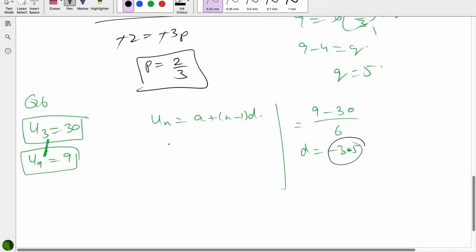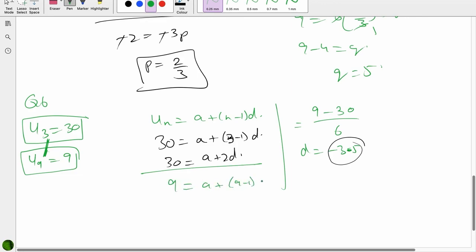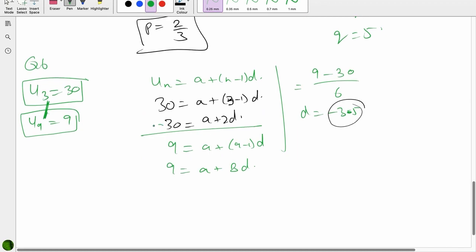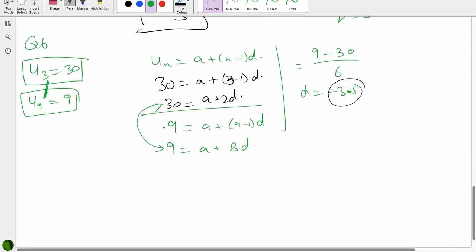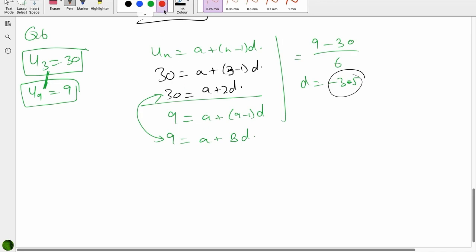So when I'm using 3, it is 30. 30 is equal to a plus (n minus 1)d. Sorry, that is 3 minus 1 and d. So 30 is equal to a plus 2d. On the other hand, for the second equation, u9 is equal to 9. So 9 is equal to a plus (9 minus 1) into d. 9 is equal to a plus 8d.